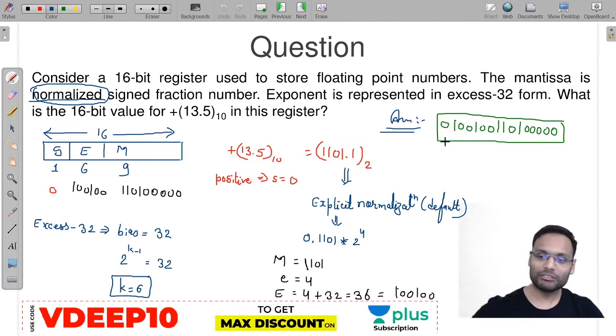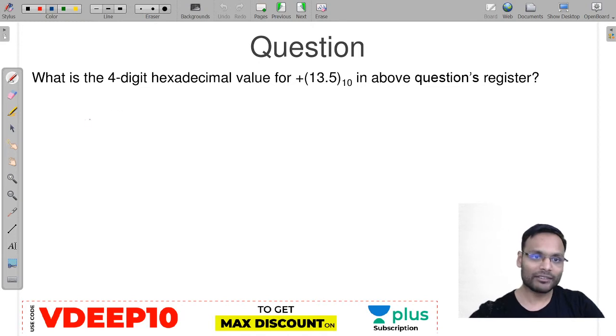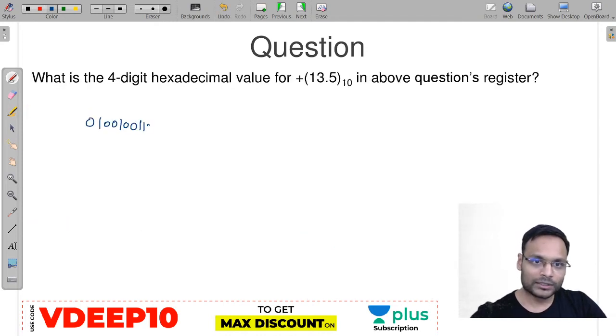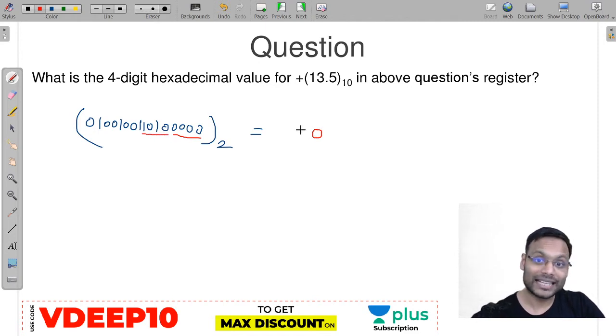Yes, so convert this. So the answer we are having is 0, 100100, then 1101 and then 5 zeros. This is the binary number. Convert this into hexadecimal. How do you convert? 4 bits का combination ले लेना boss. 0, 1, 0, 1, 0, 1, 0, 1, 0 is how much? 10. A. Then 1, 0, 0, 1, 9.